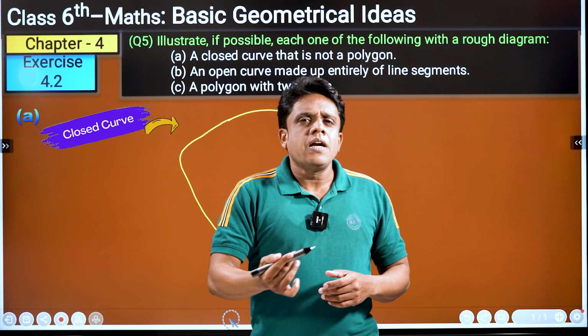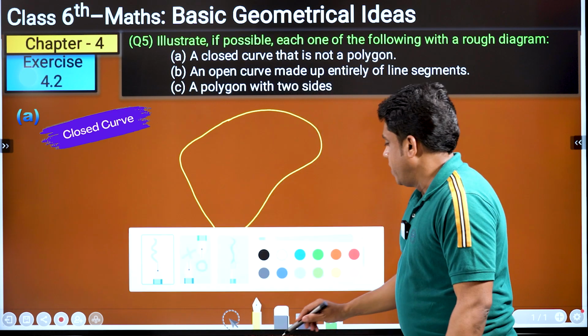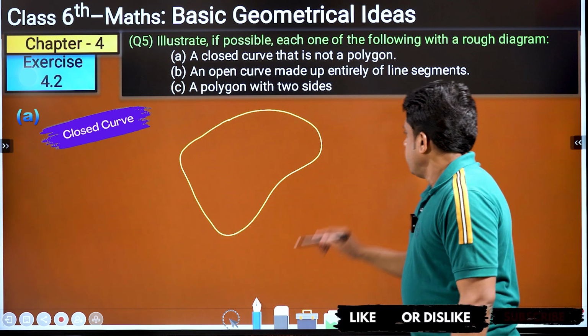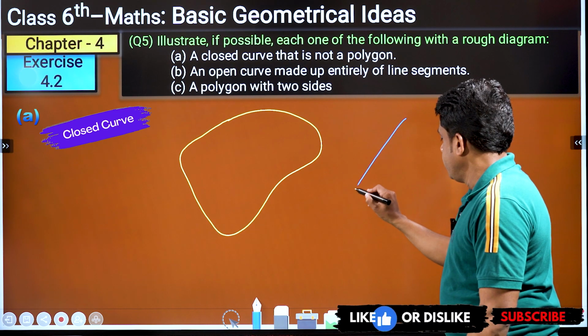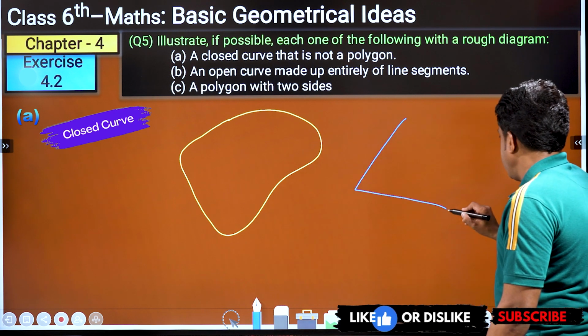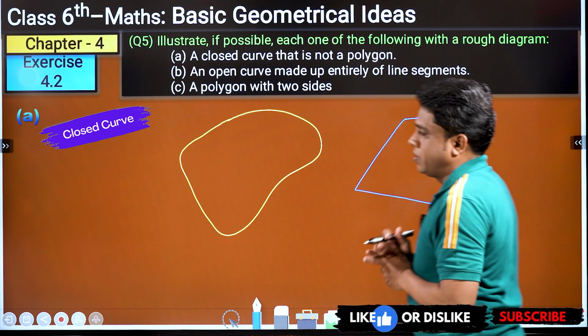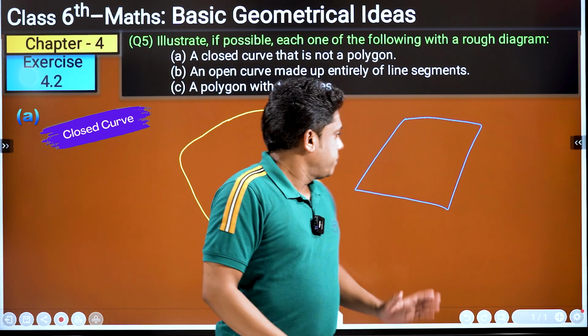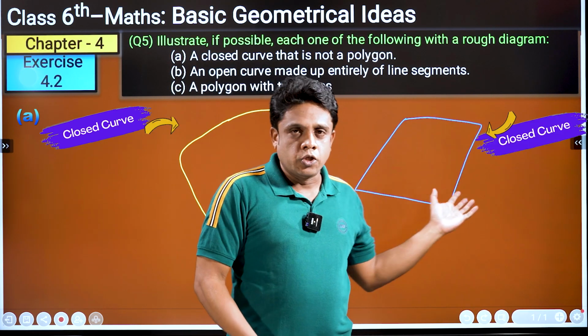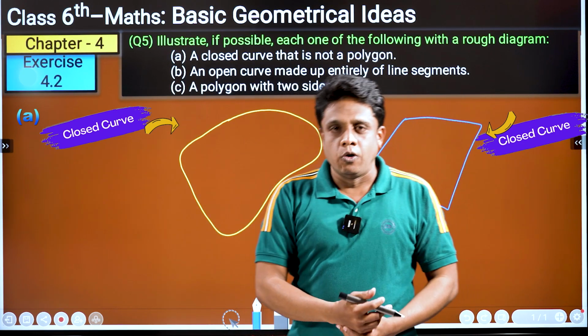Let me draw another diagram for a closed curve. Look here. There is a turn, again a turn, again a turn, and it is completely closed. This is also a closed curve.